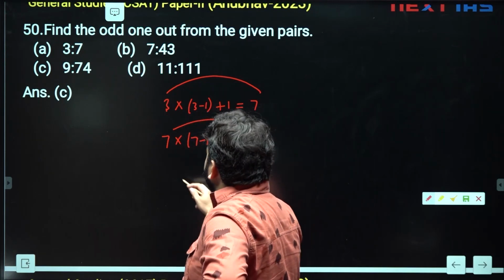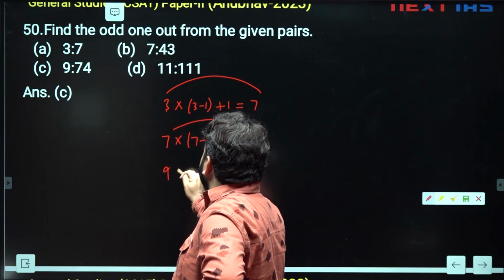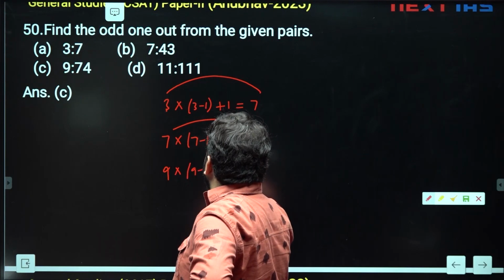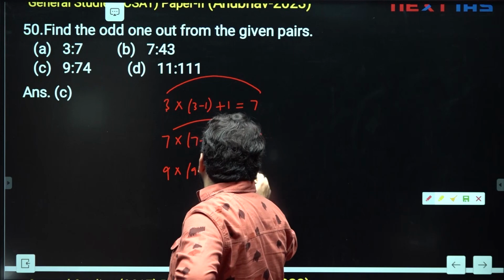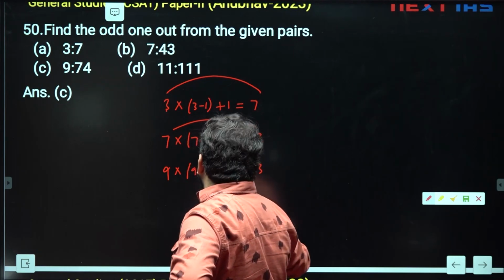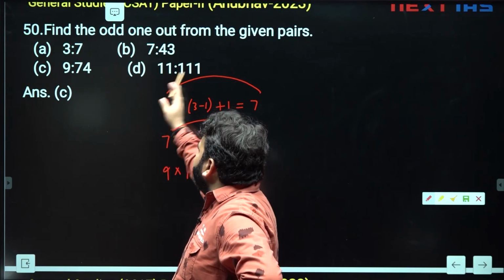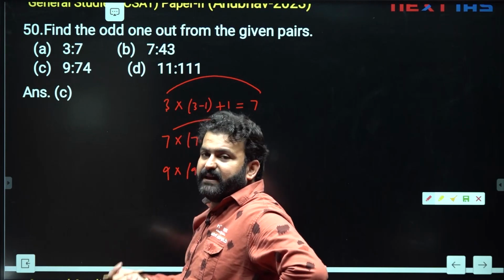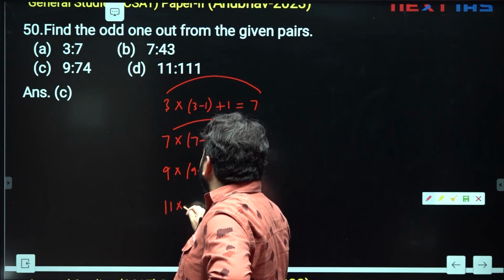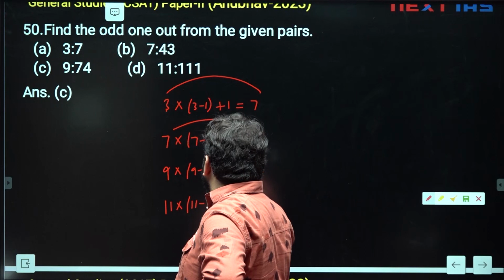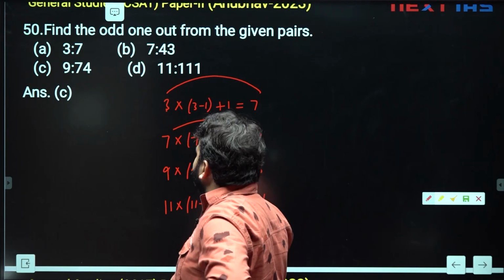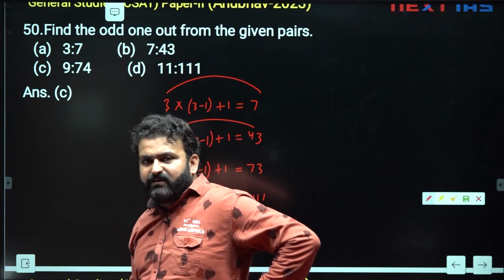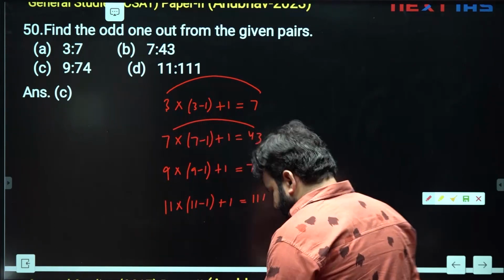9 is to 74: 9 into 9 minus 1 plus 1. So 9 into 8, 72, 72 plus 1 is 73. Here we are getting 74. It means this one can be wrong. Check once at the end that the pattern is the same. So 11 into 11 minus 1 plus 1, 11 into 10, 110 plus 1, 111. Yes. Which one is wrong? Option C is wrong.